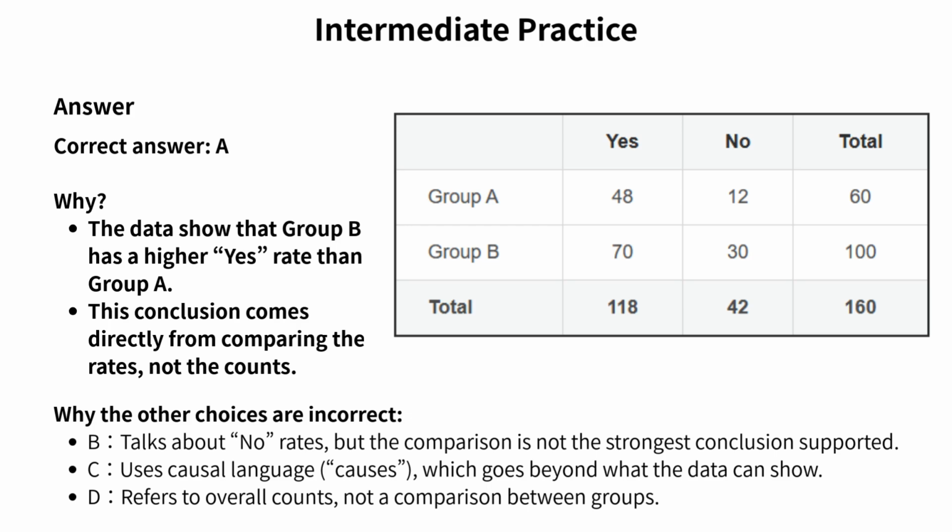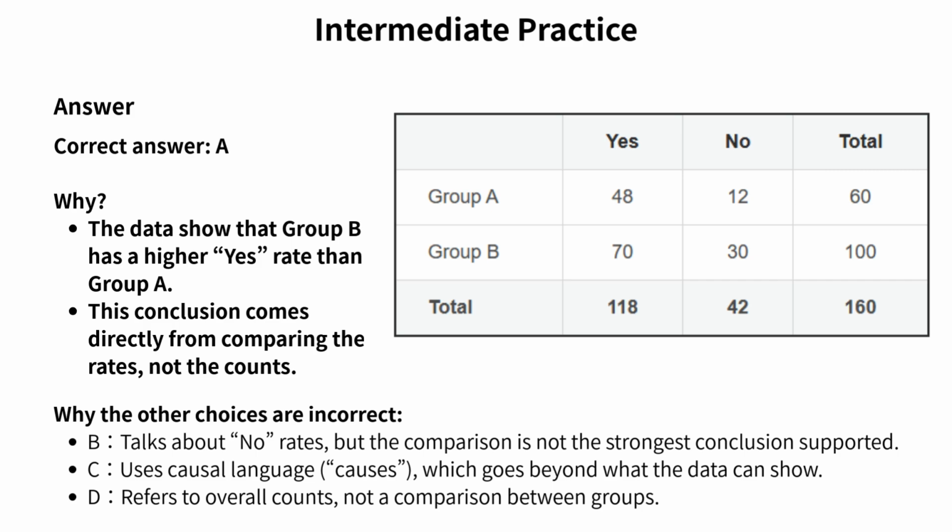Why the other choices are not supported. Now let's eliminate the other options one by one. Choice B talks about no rates. While you can calculate no rates, this statement shifts the focus away from the clearest comparison the table invites. It is not wrong math, but it is a weaker, less direct conclusion than comparing yes rates explicitly.